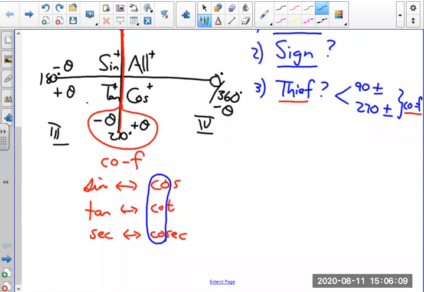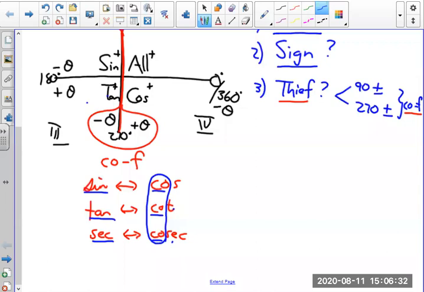Because I don't know if you know that sin actually stands for sine, and cos means cosine. So sine, cosine. Tangent, cotangent. And secant, cosecant. Okay, so that's the cofunctions, and we will do examples with that as well.